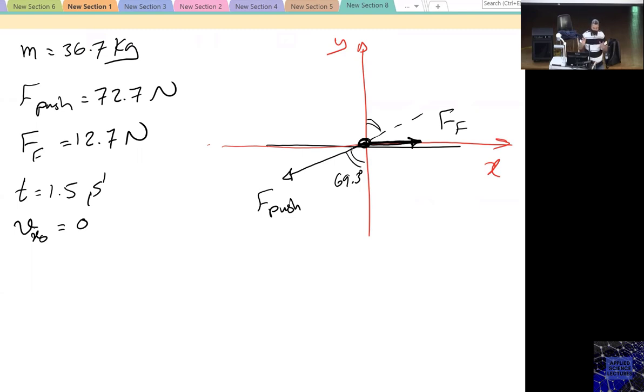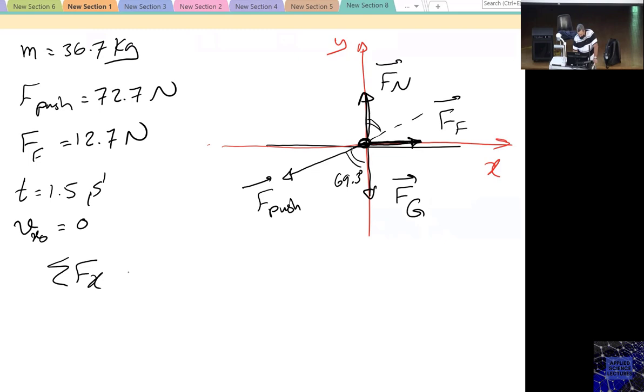We have this car moving due to a force that is applied on it. There is a friction. We also have the normal force and the gravitational force. Then I need to apply Newton's second law, right? So let's apply Newton's second law along the x-axis: sigma Fx equals m ax.